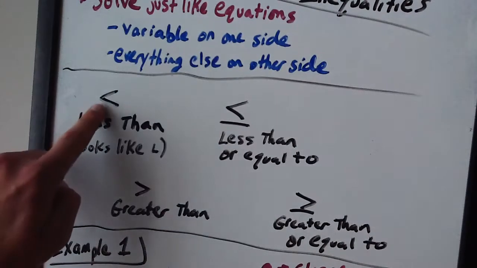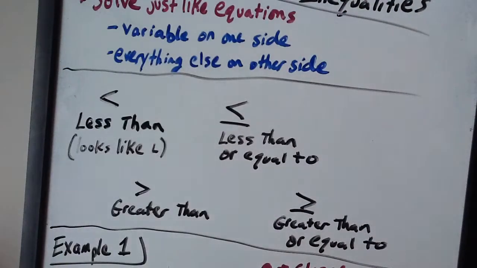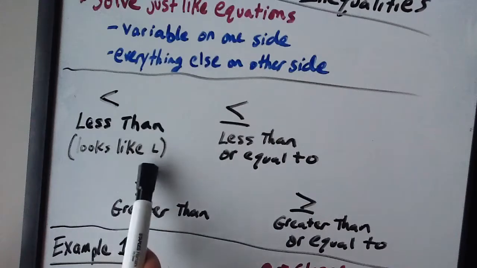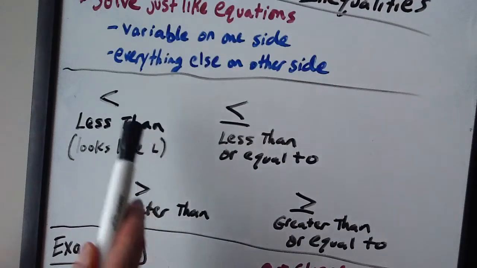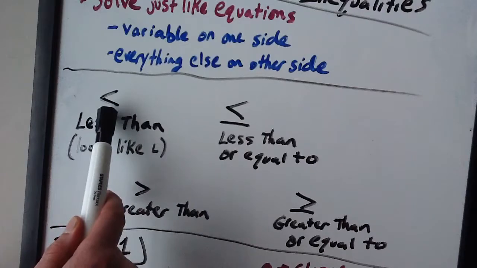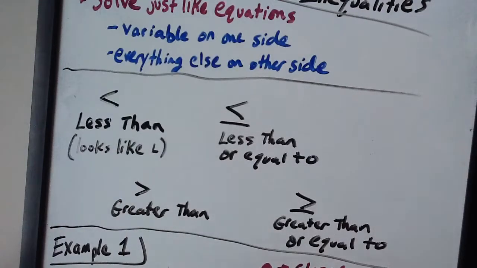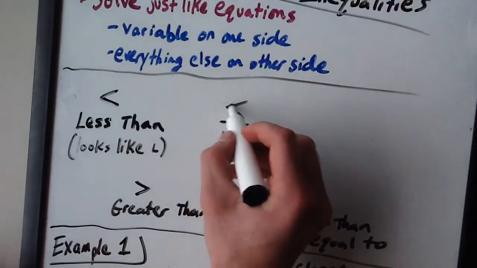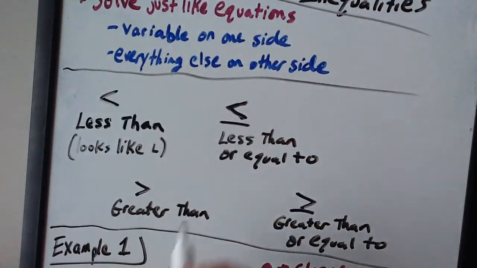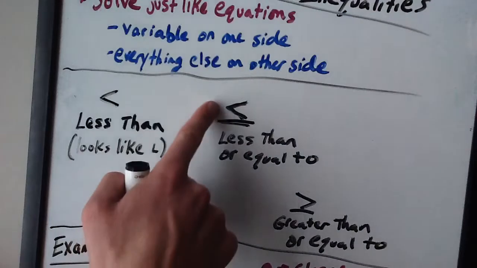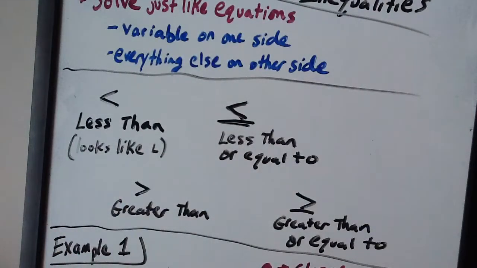First off, here is the less than symbol. You can remember this because it looks like a sideways L. That's how I remember it. Anytime you see a symbol that looks like that, that means less than. This symbol means less than or equal to. It's less than because of the sideways L, and then that line underneath the less than symbol means equal to. So we read this as less than or equal to.